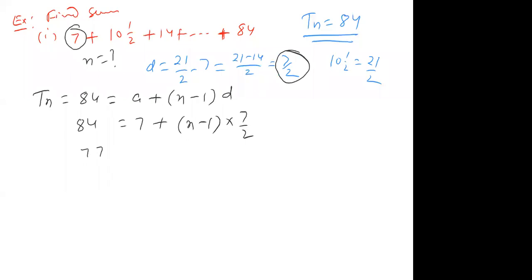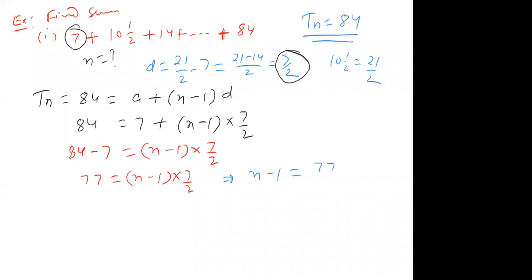77. So you can write one more step, no problem. 84 minus 7 is equal to (n minus 1) into 7 upon 2. So 84 minus 7 is 77. 77 is equal to (n minus 1) into 7 upon 2. So this gives n minus 1 is equal to 77 into 2 upon 7. See, cross multiplication.